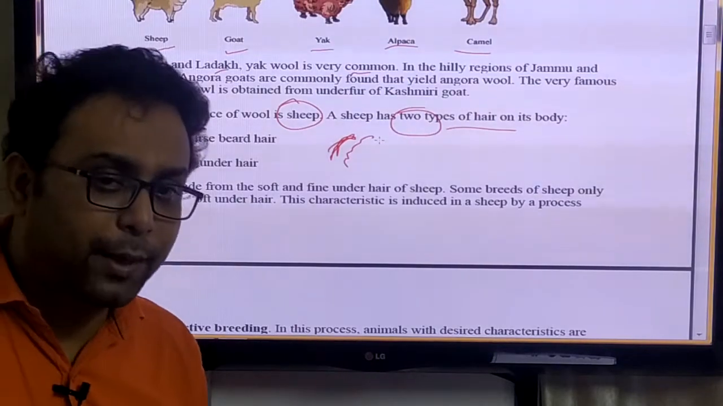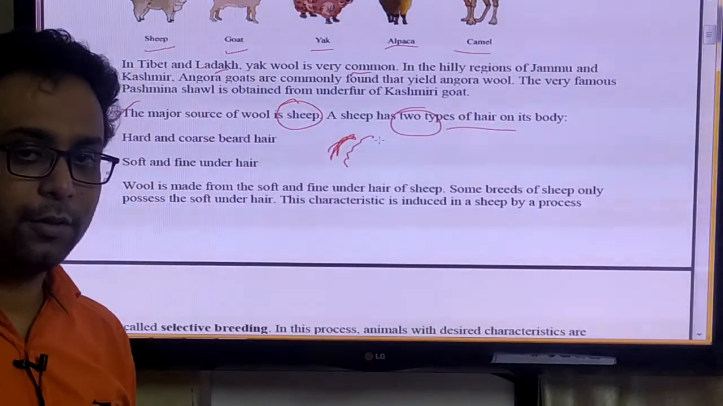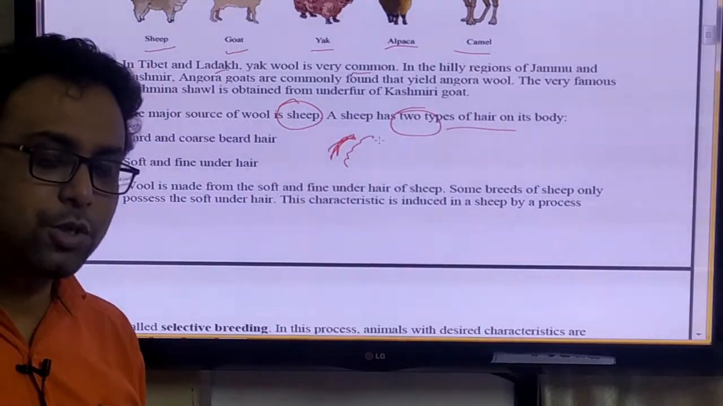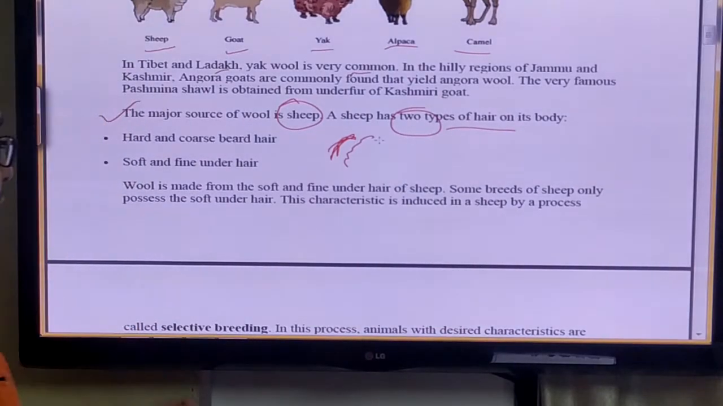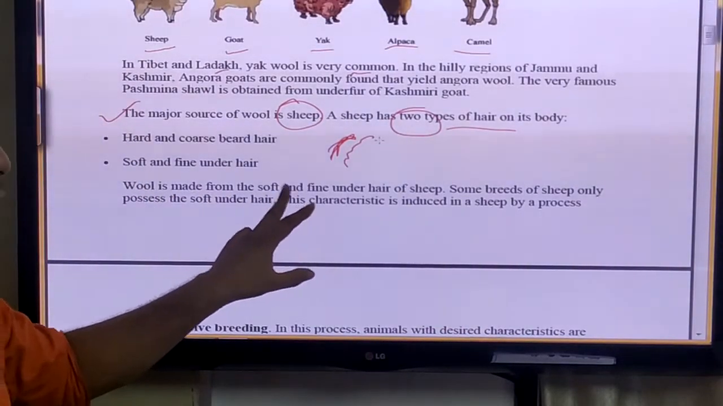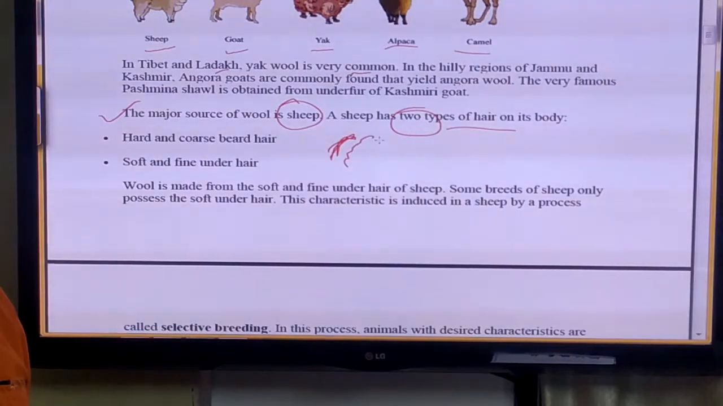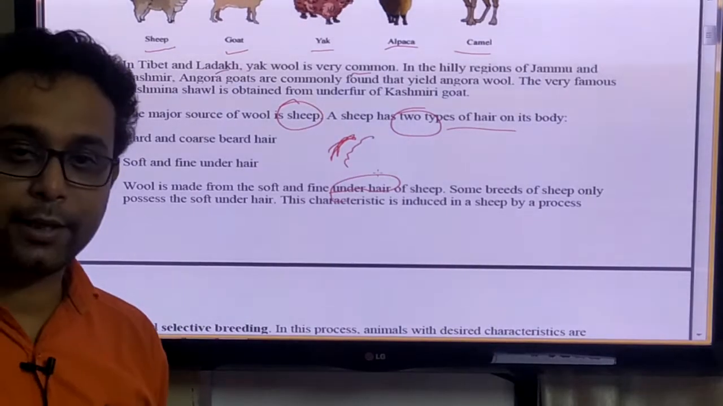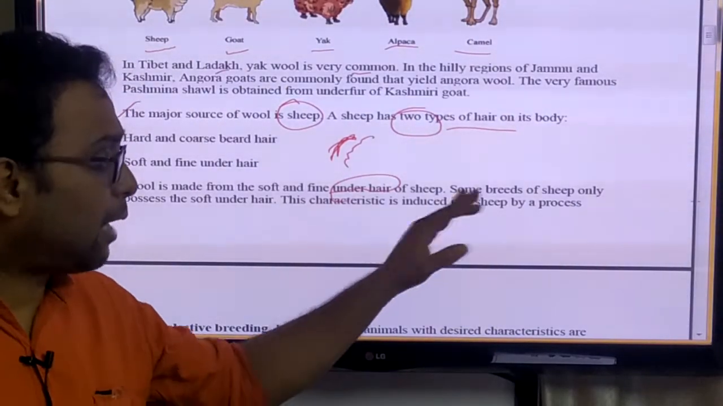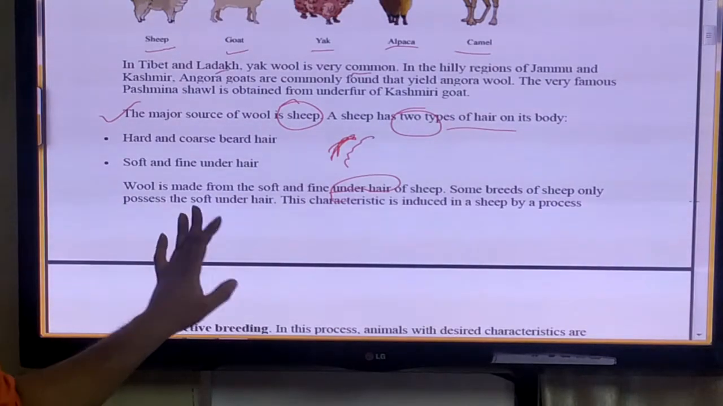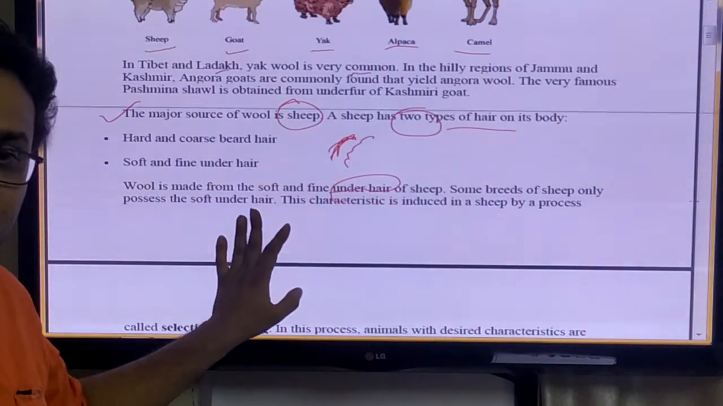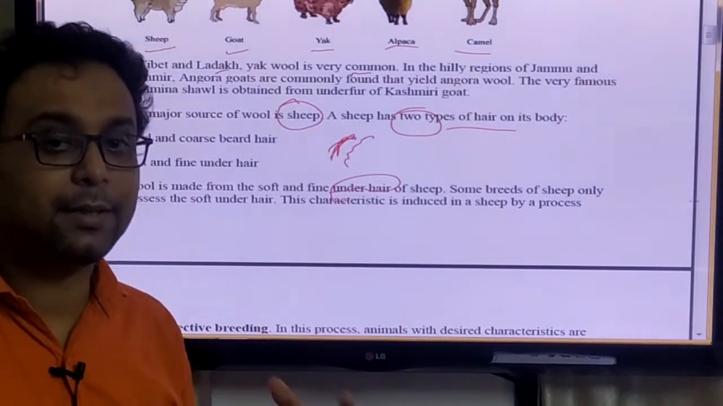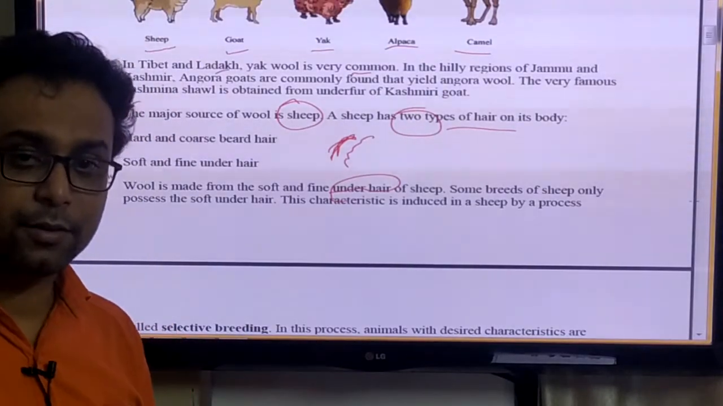Which one is better for wool? You guess which one is better. The wool is made from the soft and fine under hair of the sheep. So the under hair of the sheep is the most important. Some breeds of sheep have only the soft under hair, so this type of animal has greater advantages.